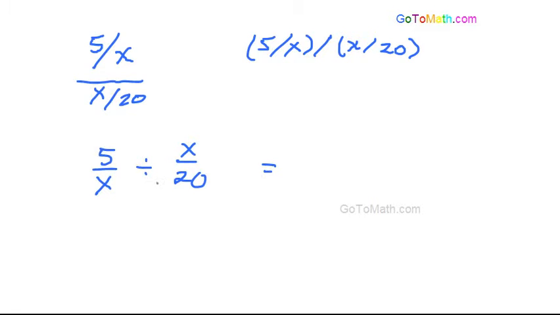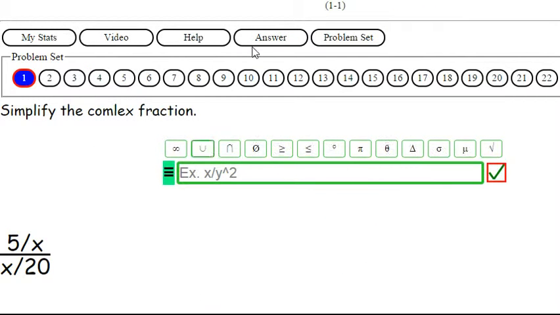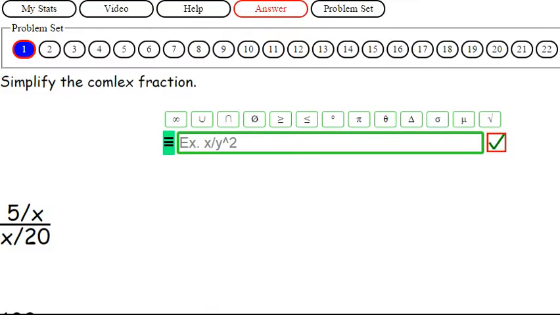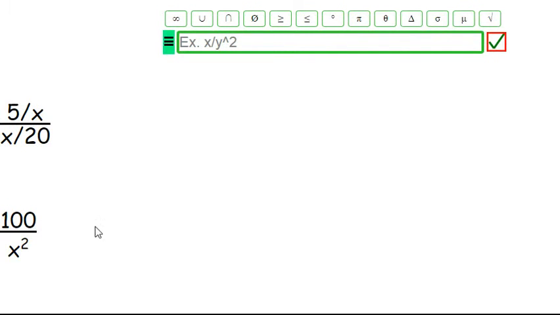And what we'll want to do next is convert that division sign to multiplication, and then we end up flipping this part here like such. Okay, and then what do we got? 100 over x squared. Let's click on the answer there. We get 100 over x squared.